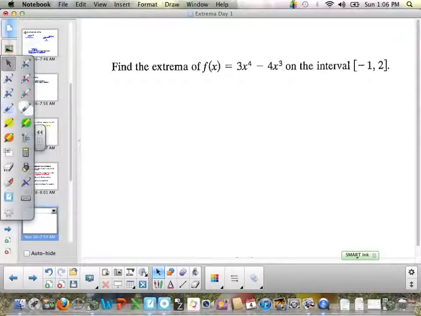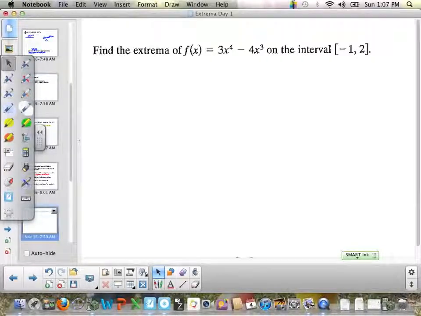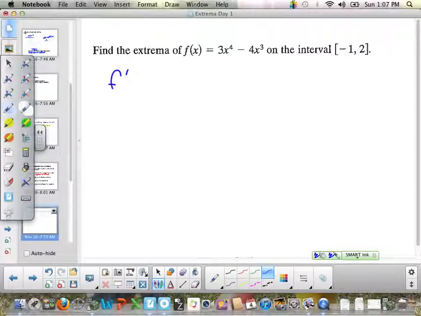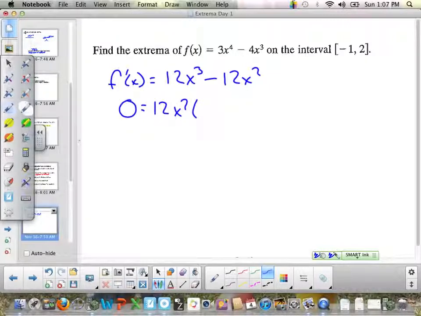All right, so let's try it. Find the extrema of f of x on the interval from -1 to 2. First off, it must be continuous, and because it's a polynomial, it is, so we're good. So we're going to find our derivative so we can find our critical numbers. All right, so our derivative is 12x to the third minus 12x squared. We'll set that equal to 0. We'll factor out 12x squared. We got x minus 1, so our critical numbers are 0 or 1.